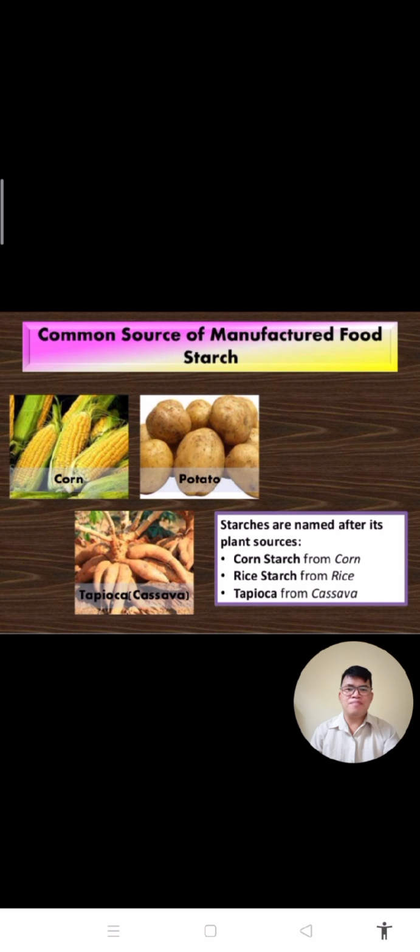O yan, common source of manufactured food starch. Corn, potato, tapioca, or cassava. Ano ba yung tinatawag natin na tapioca? Yan yung kahoy. Starches are named after its plant sources. So, yung cornstarch, nanggagaling siya sa corn or mais. Dagita kanayon tayo nga gamitin, idi agbebe kayo, idi grade 11 kayo pailaeng. And then rice starch from rice, and then tapioca from cassava.